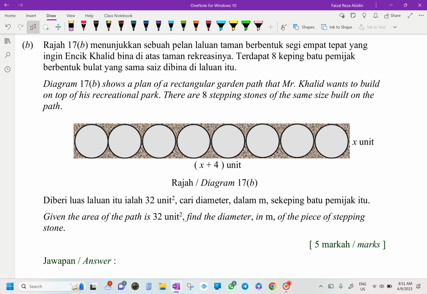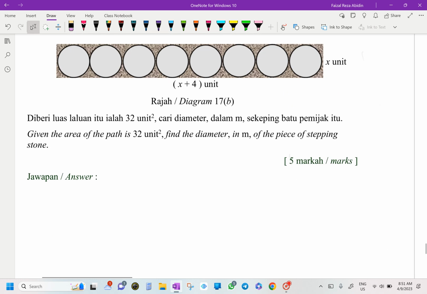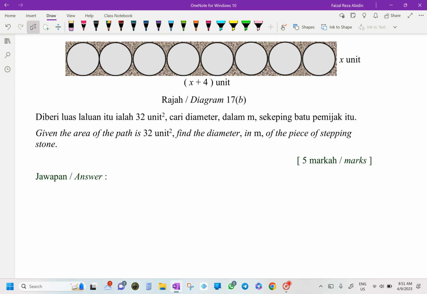So, what should you have first? x plus 4 equal to 32. Yes, that's going to be for our area.